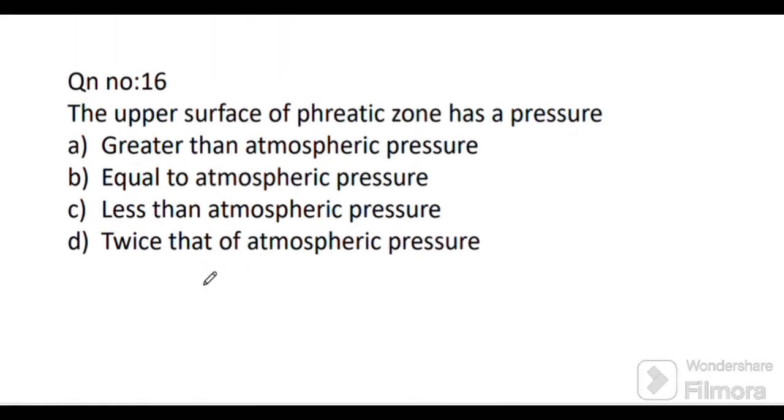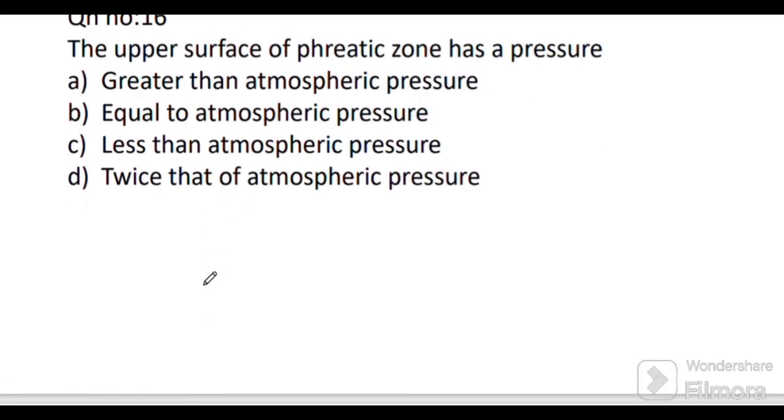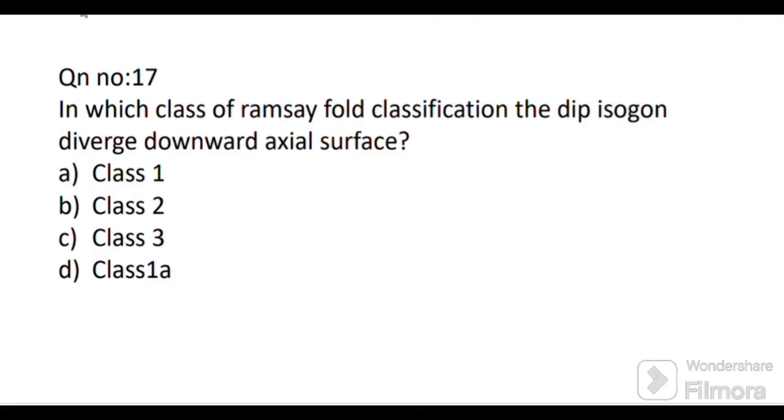Next question, question number 16. The upper surface of the phreatic zone has a pressure greater than atmospheric pressure, equal to atmospheric pressure, less than atmospheric pressure, twice that of atmospheric pressure. As you all know, the upper surface of the phreatic zone is known as the water table. So the pressure at the water table is equal to atmospheric pressure. The answer is option B, equal to atmospheric pressure. Okay, next question.